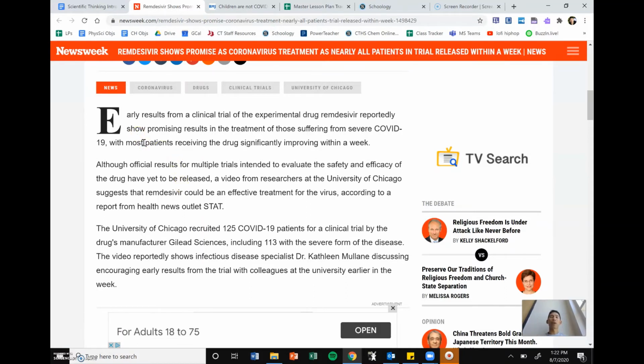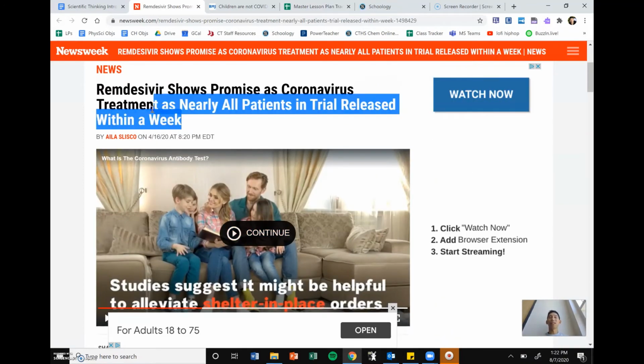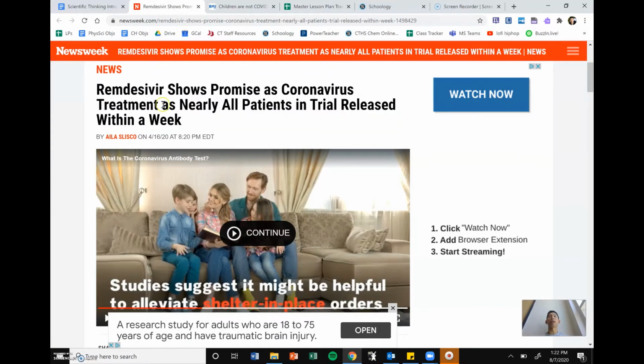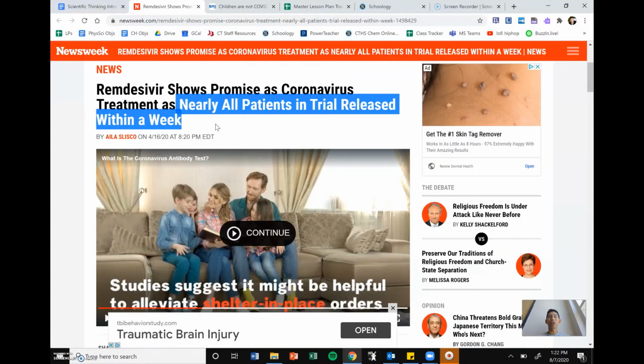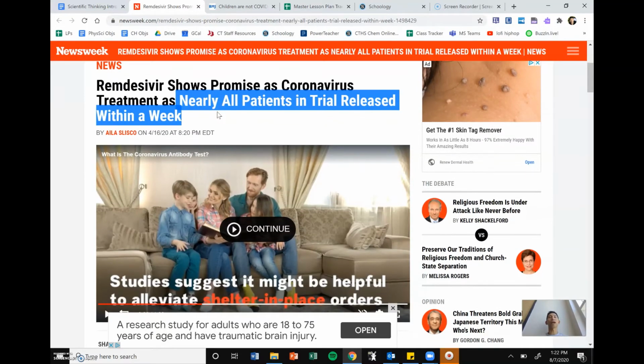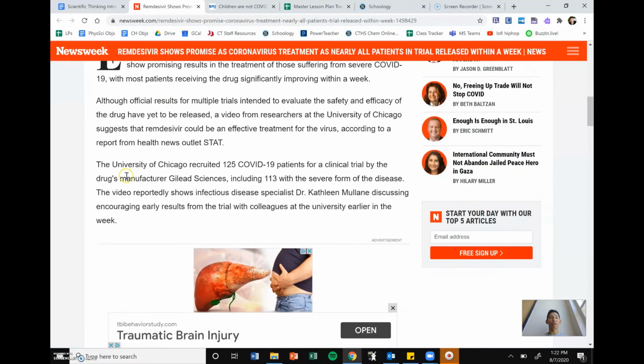Now, to see whether or not their conclusions are trustworthy, mind you, this is not a primary source, it's a secondary source, but they're saying that it shows promise as coronavirus treatment. And they're saying nearly all patients in trial released within a week. Does that mean remdesivir works? And does that mean it's going to solve all our coronavirus problems, as this article suggests? Well, let's take a look and read a little bit further.